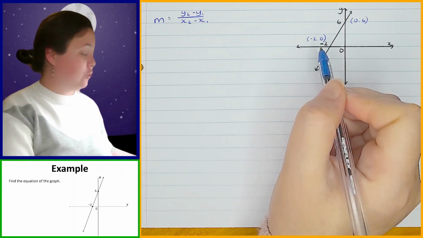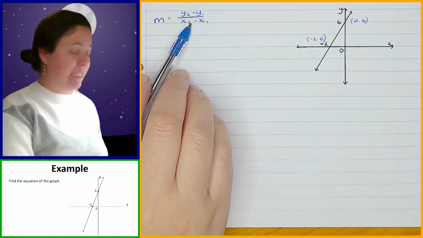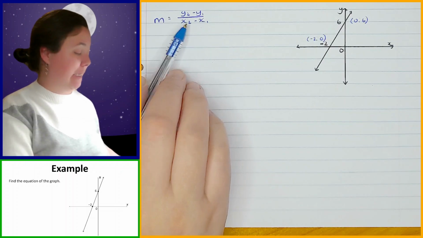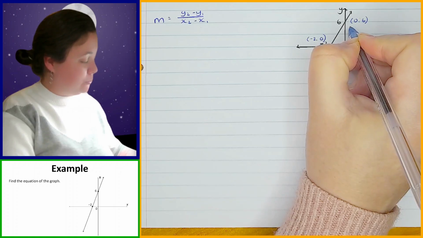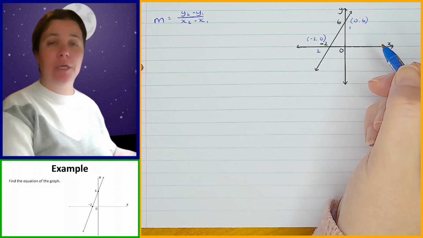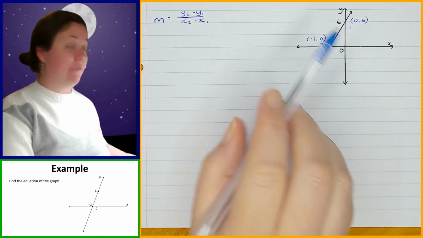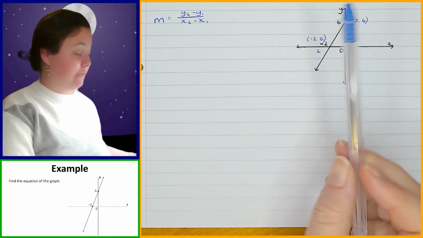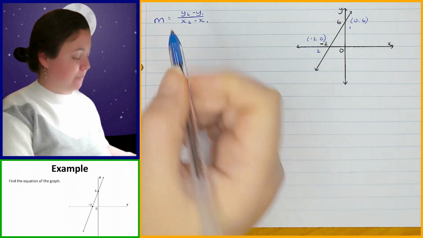Now I prefer to have any negatives in point 2 if possible, because it makes it easier when I'm subbing it in here and working it out. So I'm going to make this point 2 and this point 1. I could do it the other way around. It just makes it a little bit easier if there is only one point with negatives, I prefer to make it point 2 because I'm not subtracting the negatives in my formula.